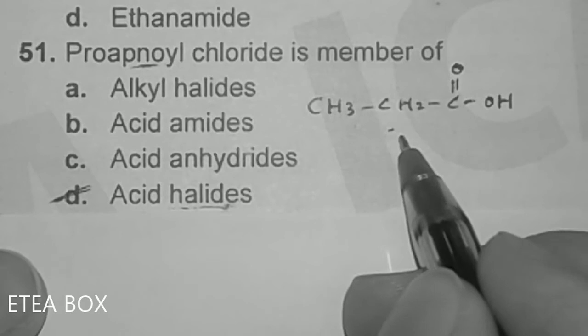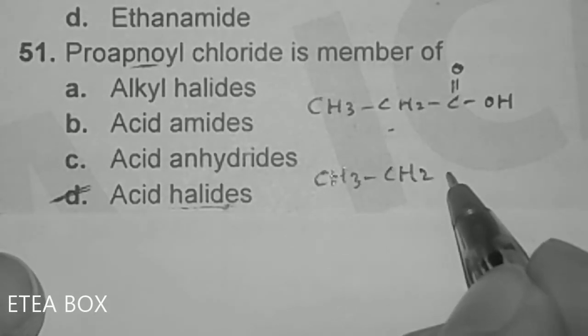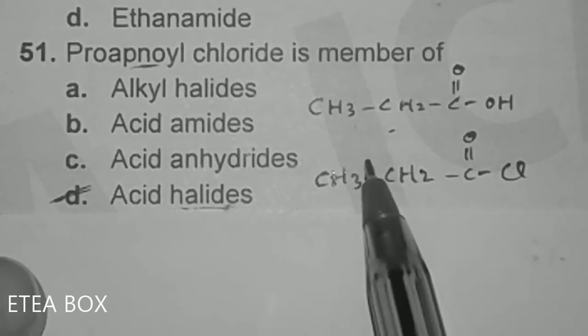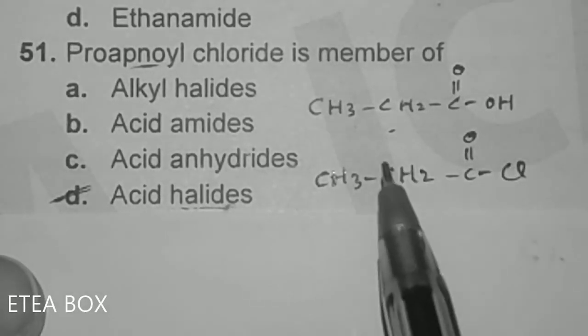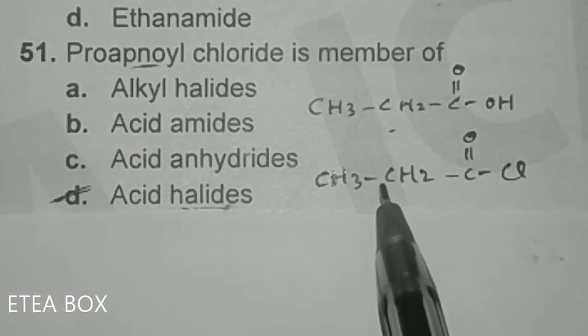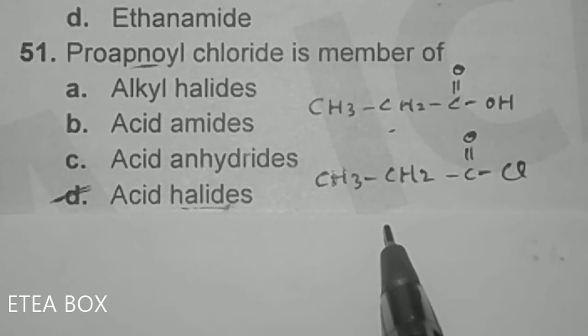Carboxylic acid is this one. So you can write it CH3, CH2, C double bond O and Cl. Okay, this one gives propanoyl chloride. Look, from the carboxylic acid you have to remove the IC and acid and simply put YL along with halide. So this one will be the name of the acid halide.